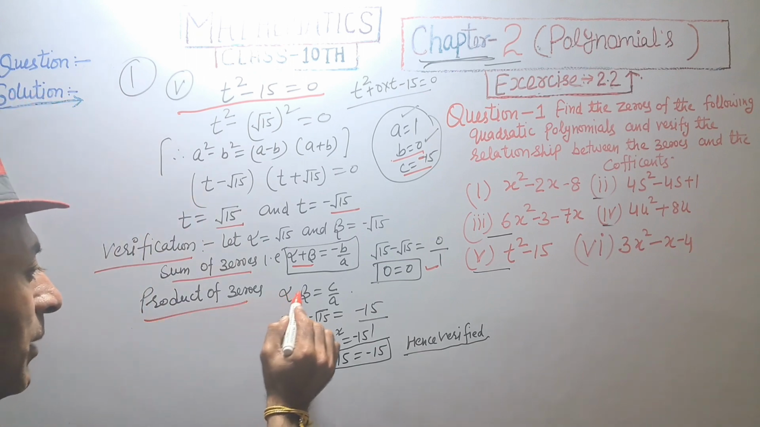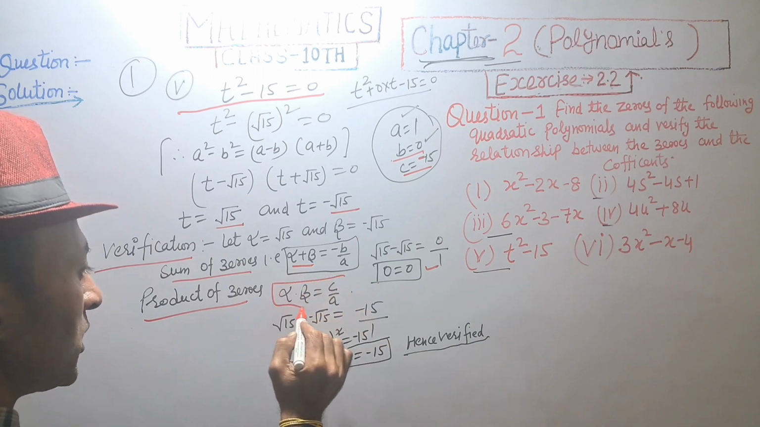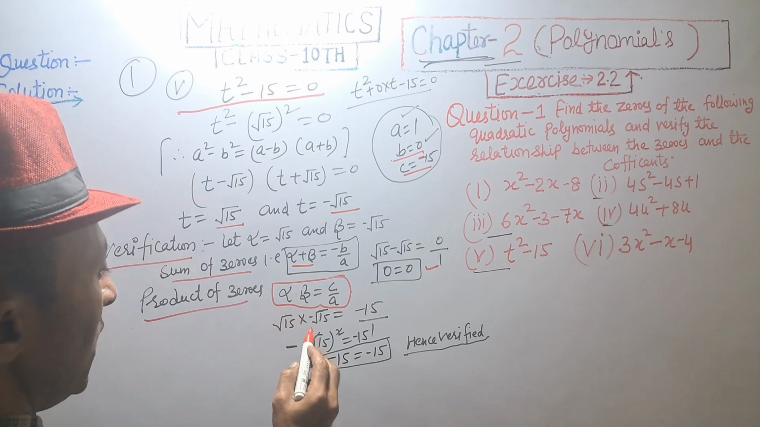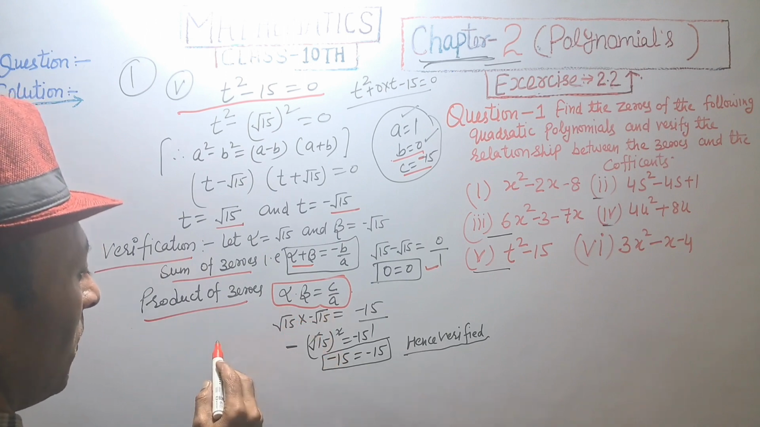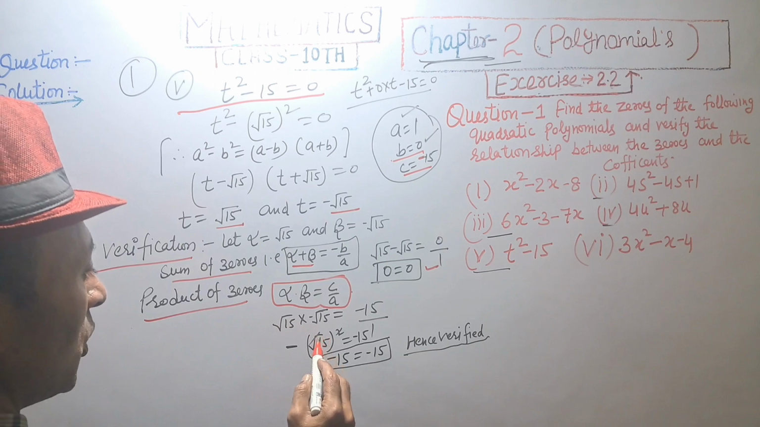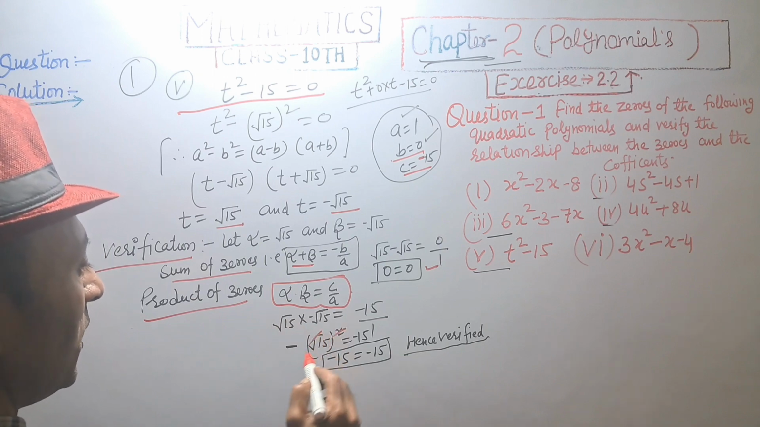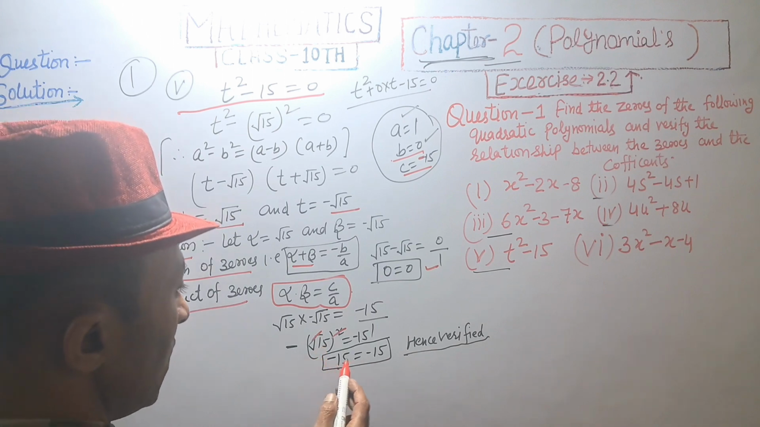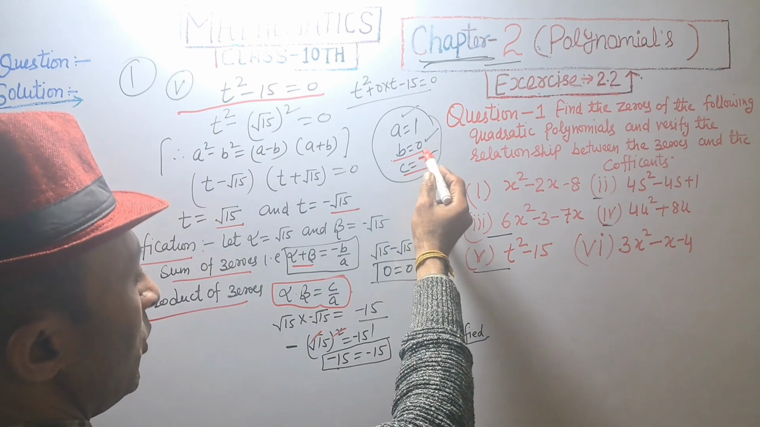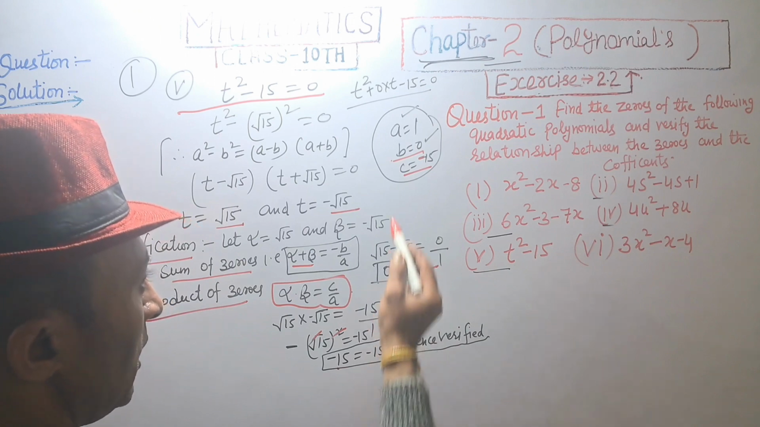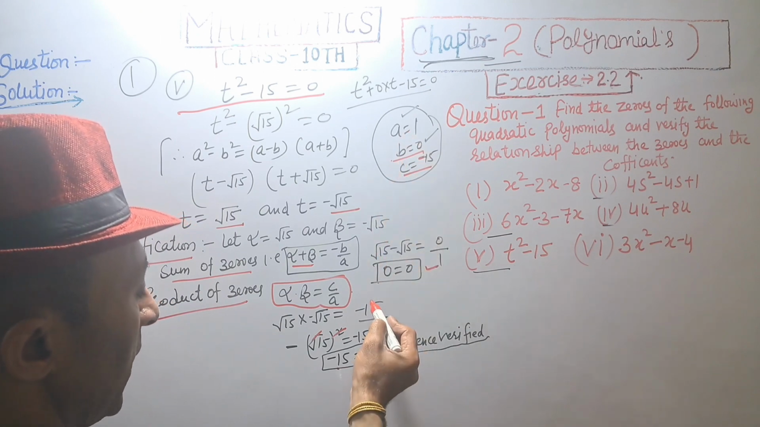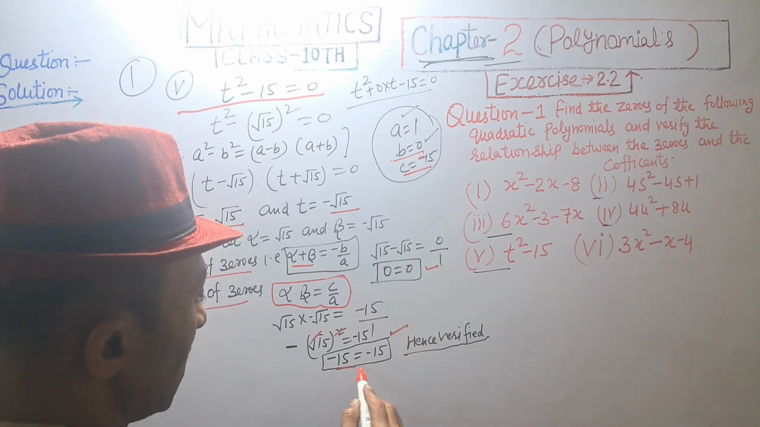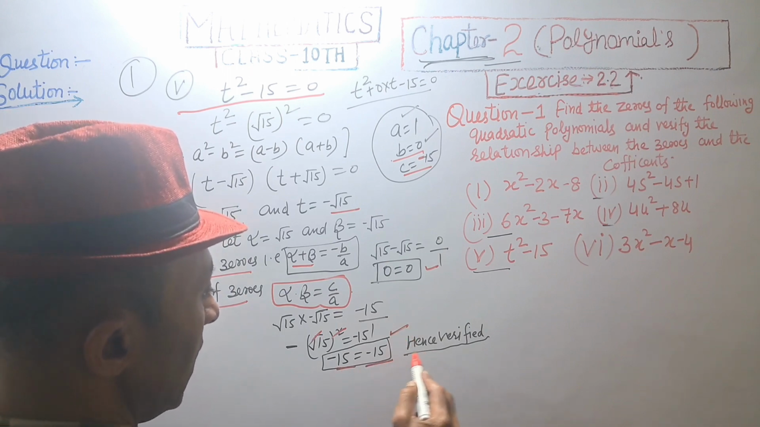Product of zeros, alpha into beta, is equal to c upon a. Root 15 into minus root 15 is minus root 15 square. Root and square cancel, so it is minus 15. And c upon a: value of c is minus 15 and value of a is 1, so minus 15 upon 1 is negative 15. So left hand side and right hand side are equal, hence verified.